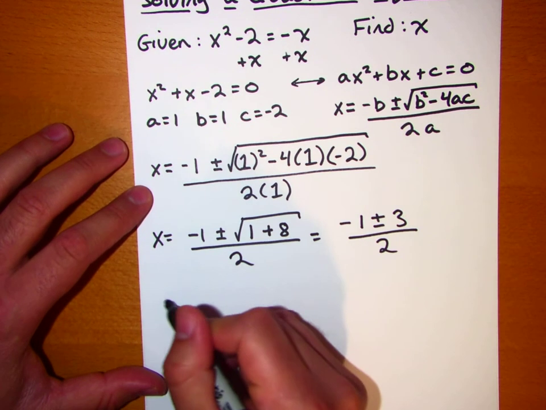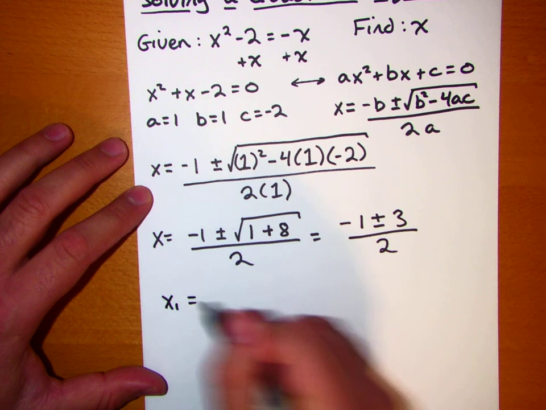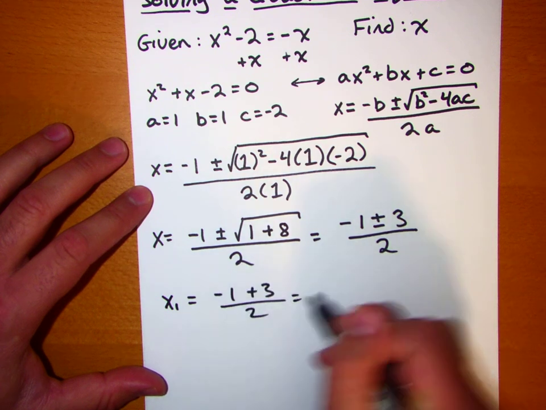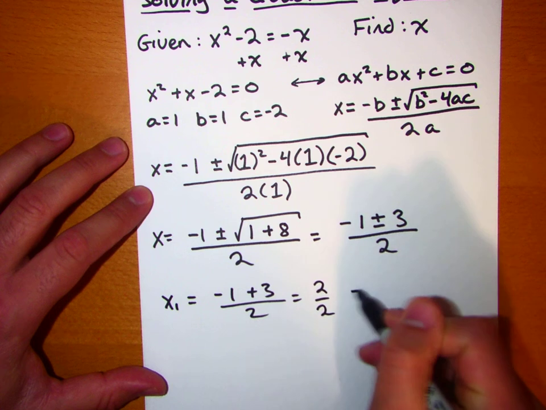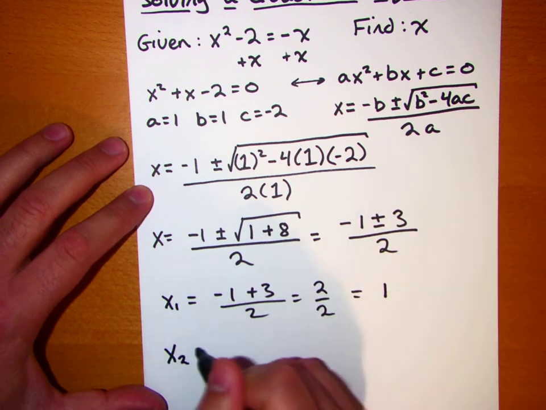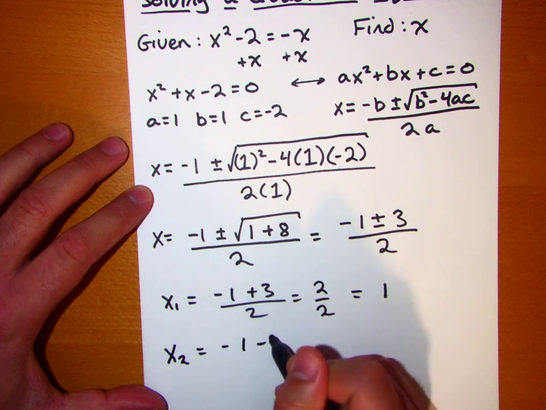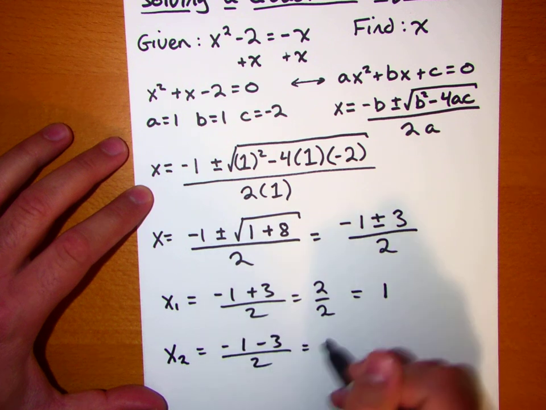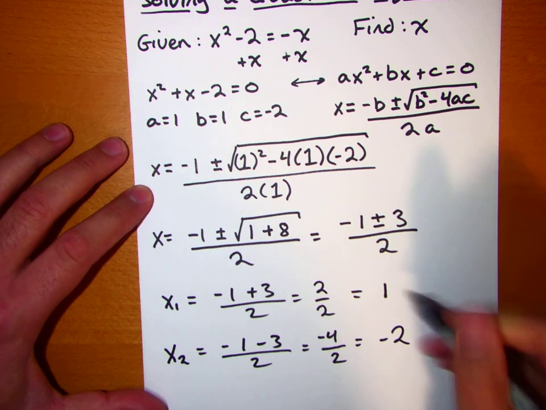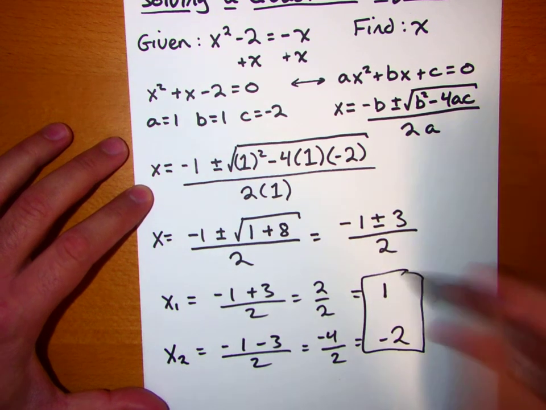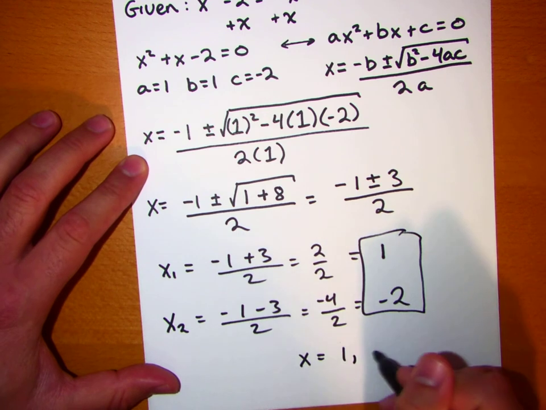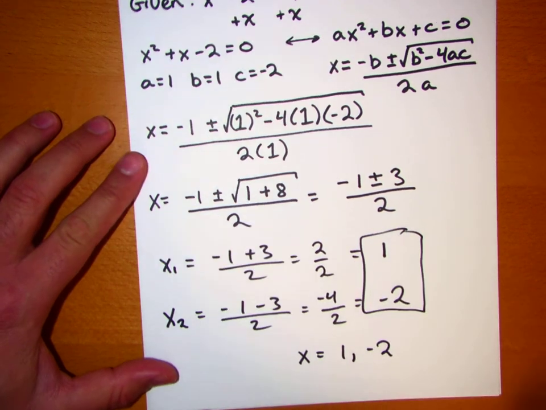And if we go ahead and solve for the two different solutions, x1 is equal to negative 1 plus 3 over 2. So this is equal to 2 over 2, which is equal to 1. And the second solution is negative 1 minus 3 over 2, which is equal to negative 4 over 2, which is equal to negative 2. So there they are. x is equal to 1 or negative 2.